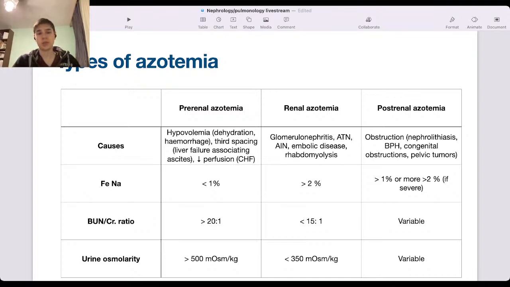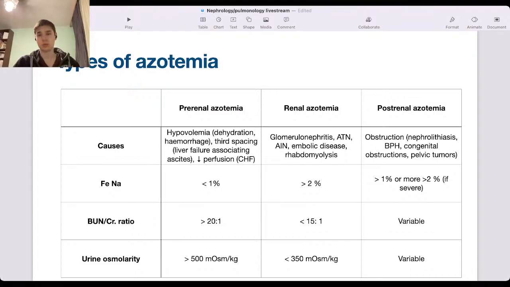The BUN to creatinine ratio also will indicate what type of azotemia we have. A BUN to creatinine ratio of more than 20 to 1 is a prerenal azotemia. A BUN to creatinine ratio of less than 20 to 1 is indicative of renal azotemia, and it is variable in postrenal azotemia.